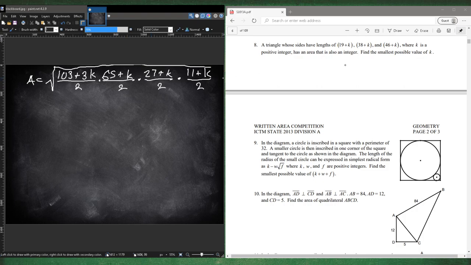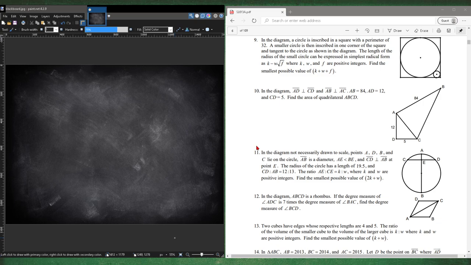So basically, we want A to be an integer, and we want k to be an integer. So just put this in your calculator. I recommend just using a graphing calculator for this. Just make a table or a spreadsheet, depending on what calculator you have, and then just start spamming numbers like 1, 2, 3, 4, 5, 6, 7, etc., until you get the answer. And the smallest value of k is actually going to be 49. And that's your answer for number 8. It takes a lot of trial and error.